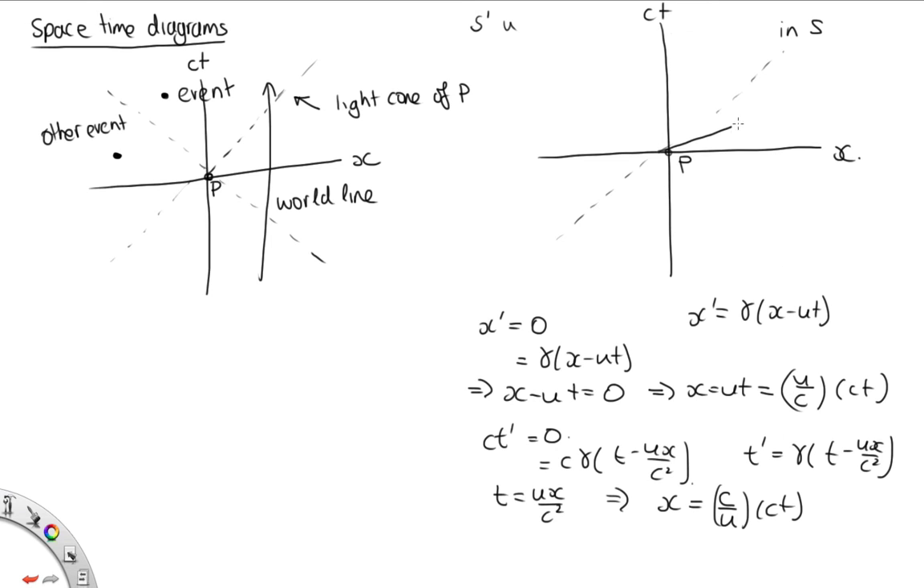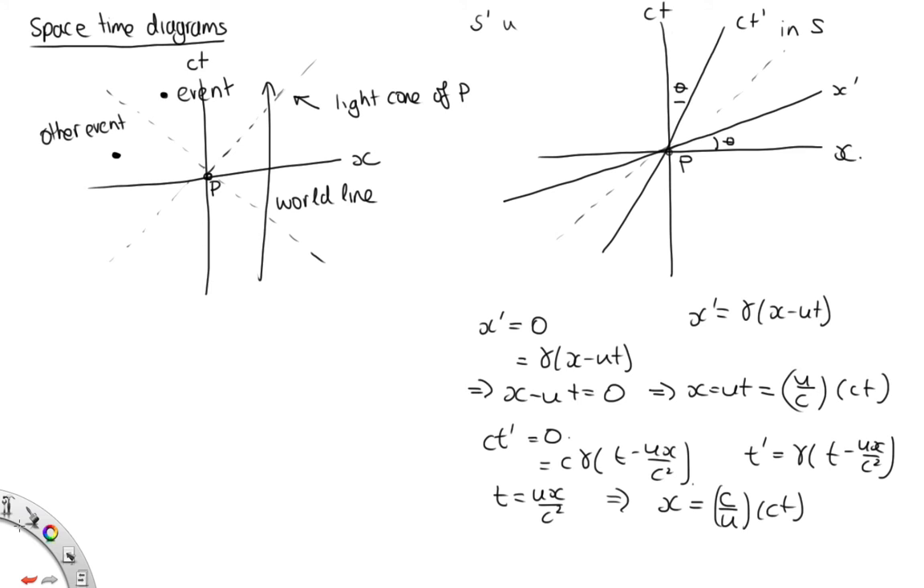So for our S dash frame, here's our x dash axis, and here's our ct prime axes. And as these gradients are the inverse of each other, we know that this angle is the same as this angle up here. So that is how we would represent the axes for S dash within the space-time diagram of the frame S.